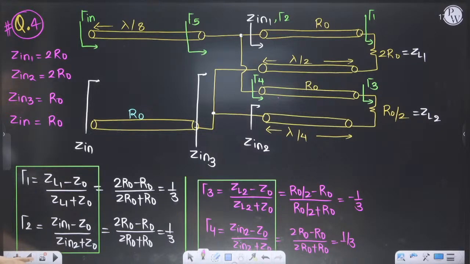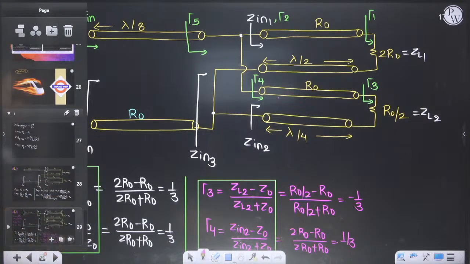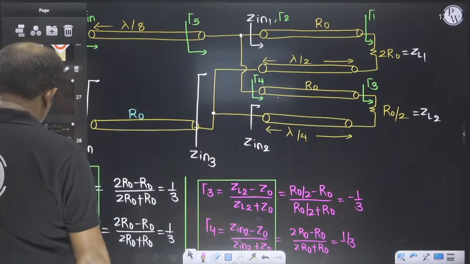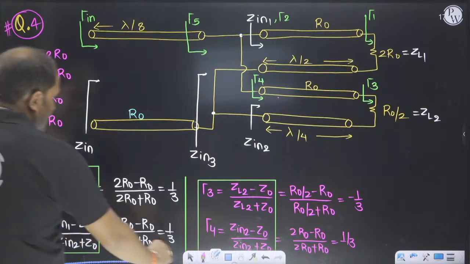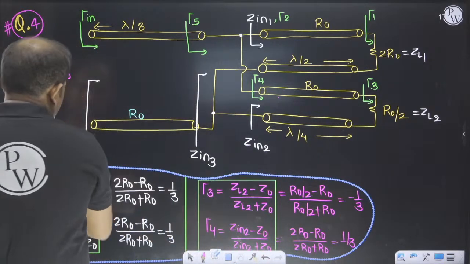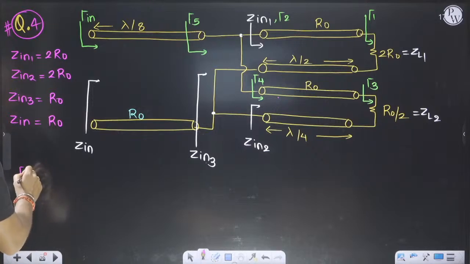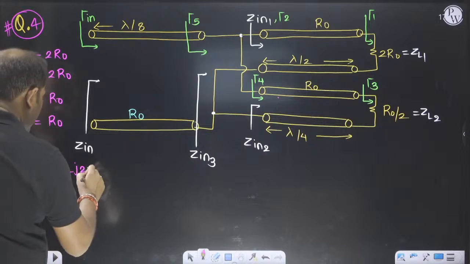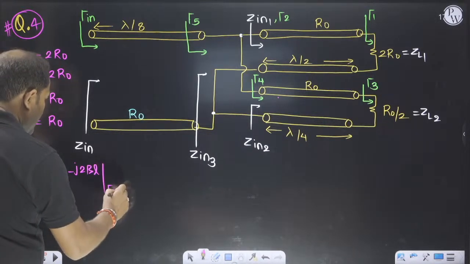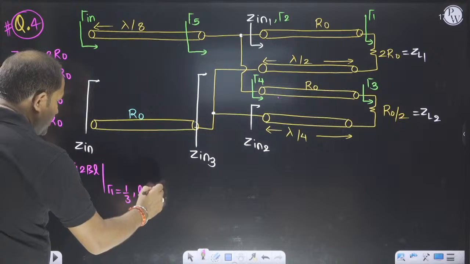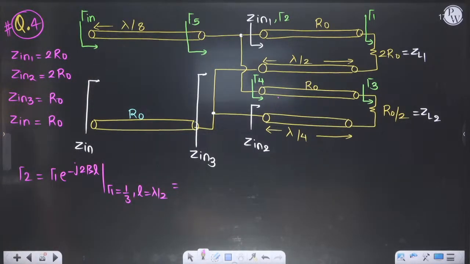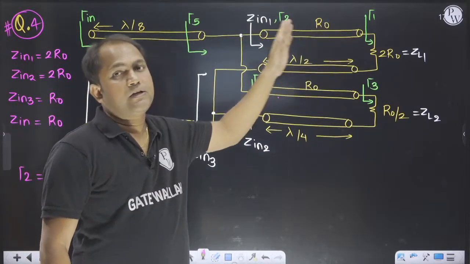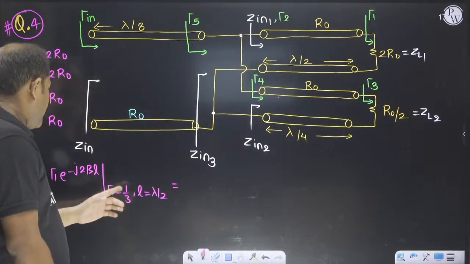Again, then we have the next formula. What is the formula for gamma 3? For gamma 3, gamma 2 and gamma 4, there is a formula. Gamma 2 is gamma 1 at a distance 2βL, where gamma 1 is equal to 1/3 and L is equal to λ/2. So gamma 1 is traveling 2βL distance.